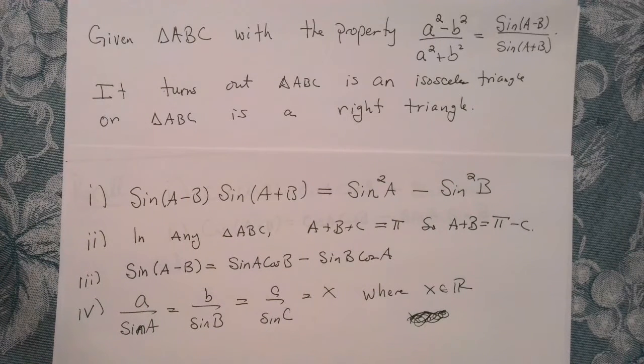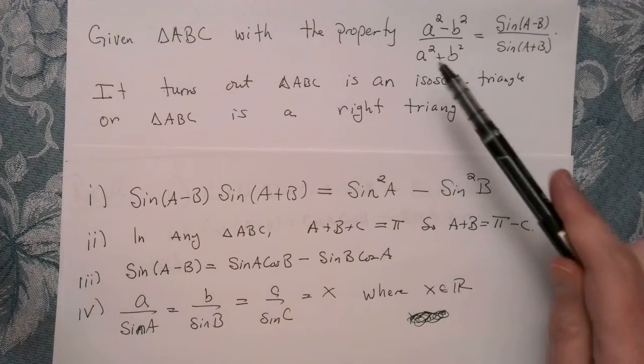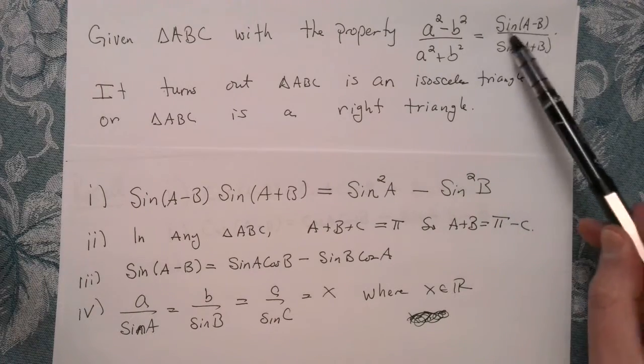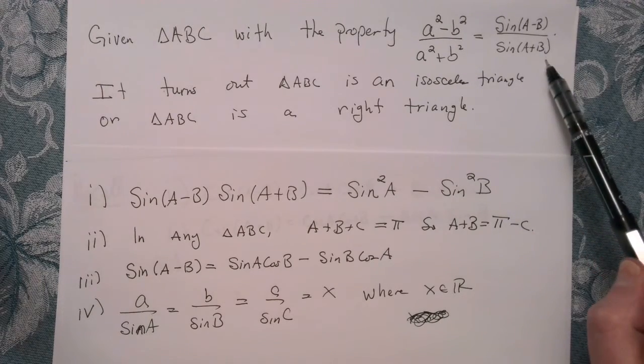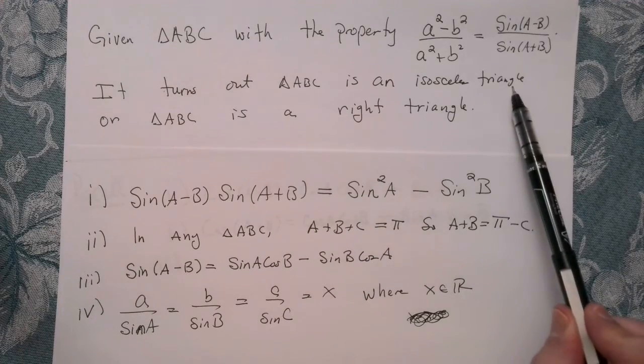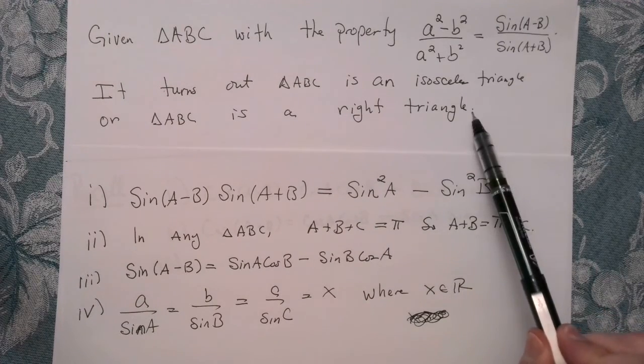So today we want to do a neat little geometry problem. It turns out that given triangle ABC with the property that (a squared minus b squared) over (a squared plus b squared) is equal to sine of (A minus B) over sine of (A plus B), the triangle is either isosceles or a right triangle.